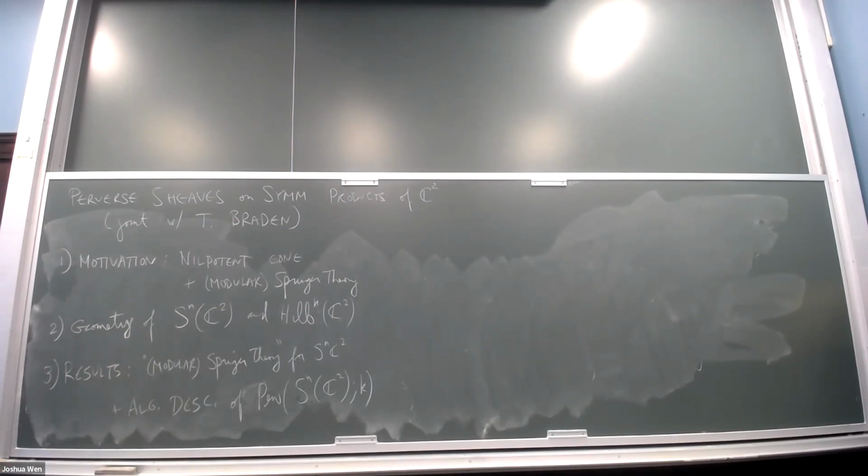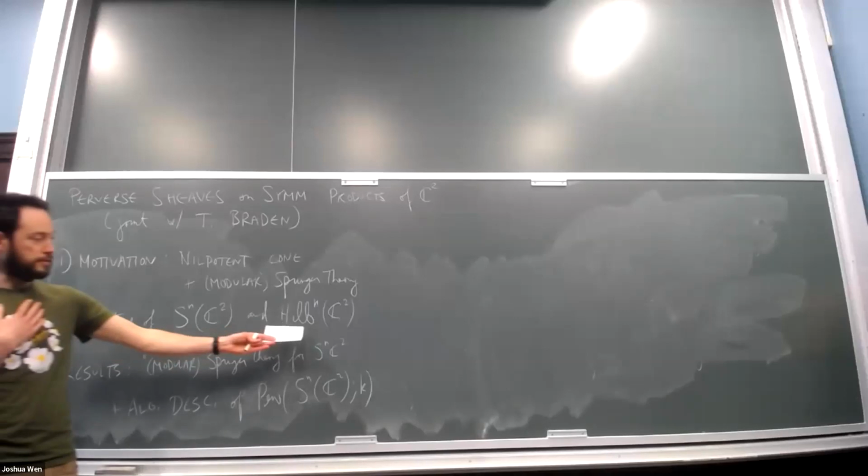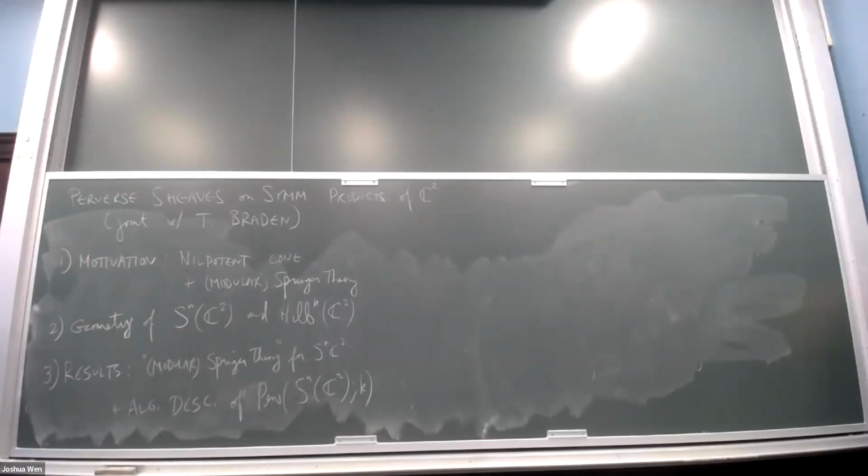SN-C2, so this n-fold symmetric product of C2. And the Hilbert scheme will play a role there. And then I'll finish by describing our results, which include a kind of modular Springer theory for this space and an algebraic description of the category of perverse sheaves on this space.